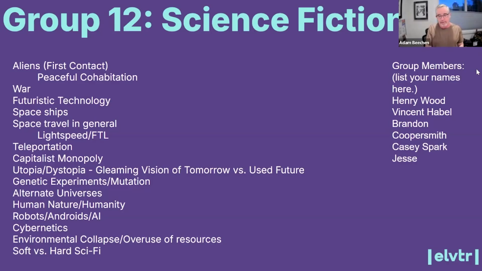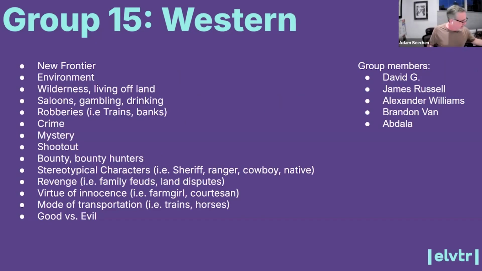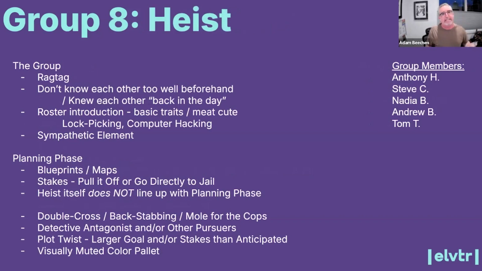Let's move over to horror. Well, the characters split up, of course they do. You know exactly who's doomed the minute it happens. Demonic magic, supernatural elements, the monster or slasher, a scary setting, like in the woods or at summer camps, places that are haunted or secluded, supernatural creatures or cryptids, the couple that gets freaky at the wrong time. Yeah, true.